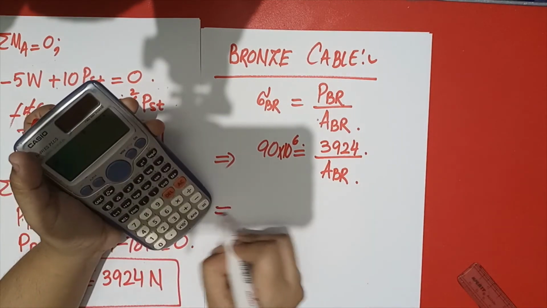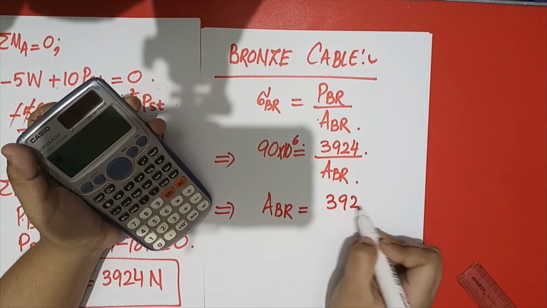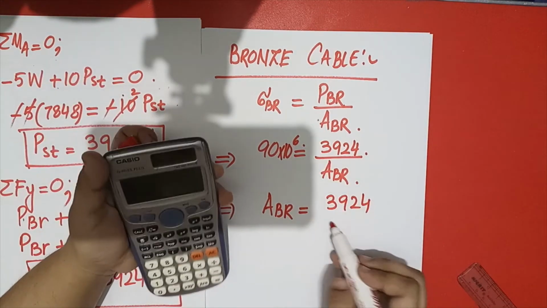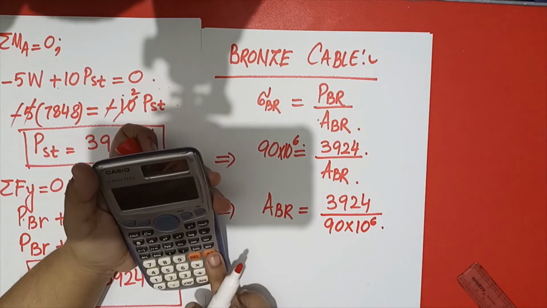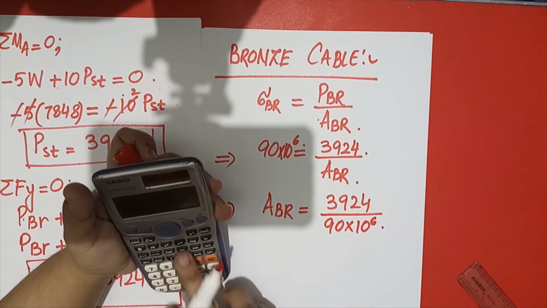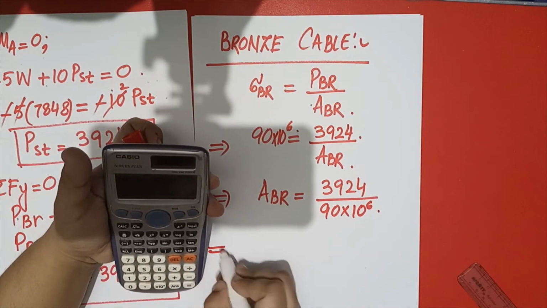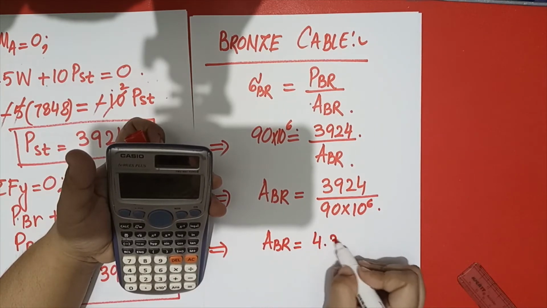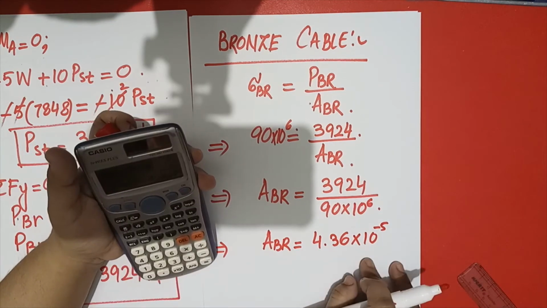We will take it here, area of BR is equal to 3924. I put 10 to the power 6 because of megapascal. So 90 into 10 to the power 6. So 3924 divided by 90 into 10 to the power 6. ABR comes out to be 4.36 into 10 to the power minus 5, and obviously it is in meter square.